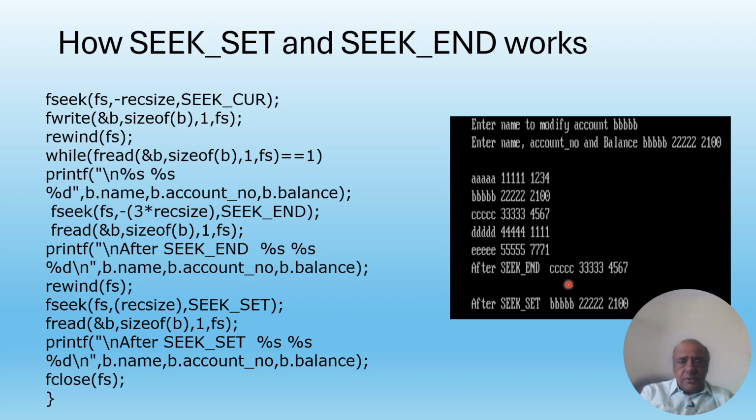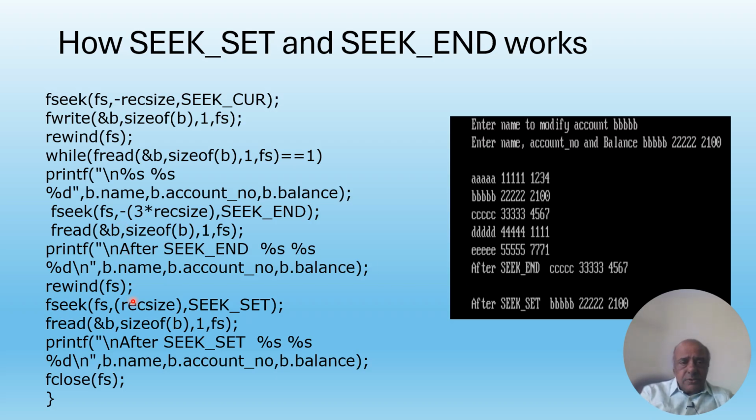By this SEEK_END, after executing the fseek function using the macro SEEK_END, we have moved the pointer to 3 records from the end. So now what this fread statement displays is the position desired by us, which is CCC and all this data.